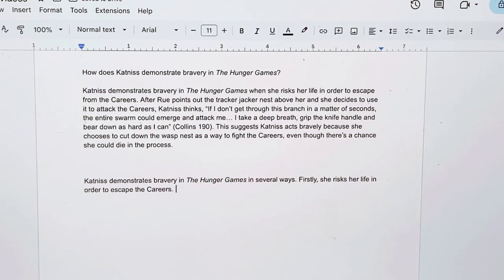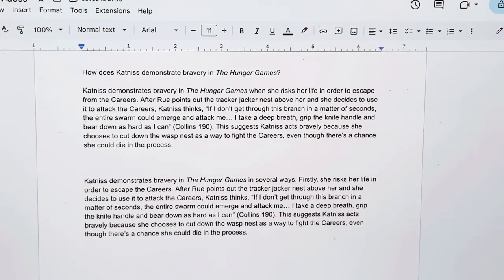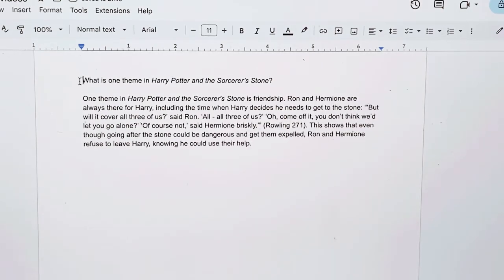"Firstly, she risks her life in order to escape the careers." So I chose to use the word firstly as my transition into my first example, and now I simply add the rest of the quotation sandwich. And this would be followed by other examples of how Katniss demonstrates bravery and would be followed up by a concluding sentence. Now let's take a look at the prompt from Harry Potter and the Sorcerer's Stone.